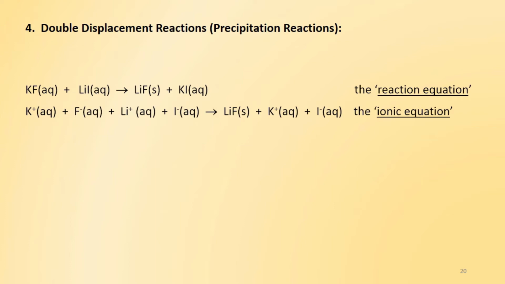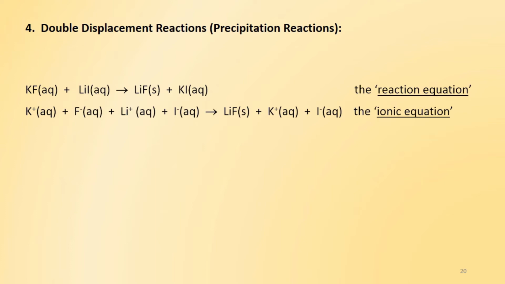So if we take our reaction equation and break it apart, everywhere we have the suffix AQ, it really means that the salt is present as ions. So KF(aq) on the left side is really potassium ions and fluoride ions, and lithium iodide (aq) is really lithium ions and iodide ions. On the right side of the equation we have lithium fluoride solid. Well, that can't be broken apart into ions because it isn't present as ions, it's a solid. But we do have potassium iodide (aq), which I can break apart into potassium ions and iodide anions.